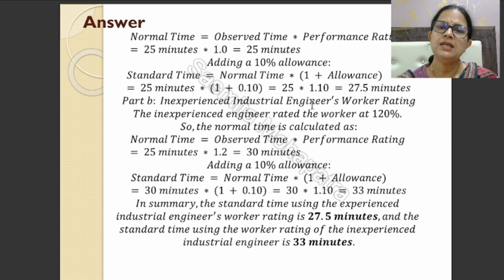Part B is for the inexperienced industrial engineer, that is 120%. So normal time equals observed time into performance rating, that is 25 into 1.2, that is 30 minutes. Adding a 10% allowance, we get the standard time as 33 minutes. So in summary, the standard time using the experienced industrial engineer's rating is 27.5 minutes, and the standard time using the worker rating of the inexperienced industrial engineer is 33 minutes.